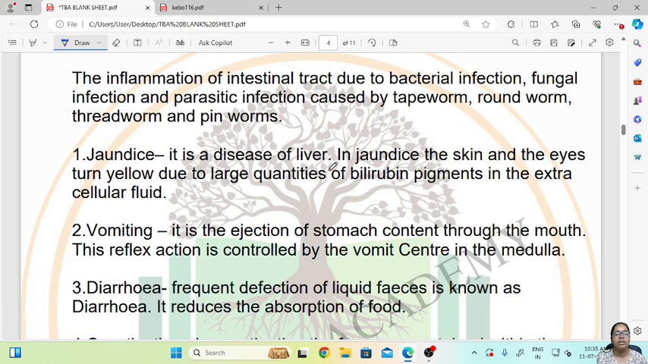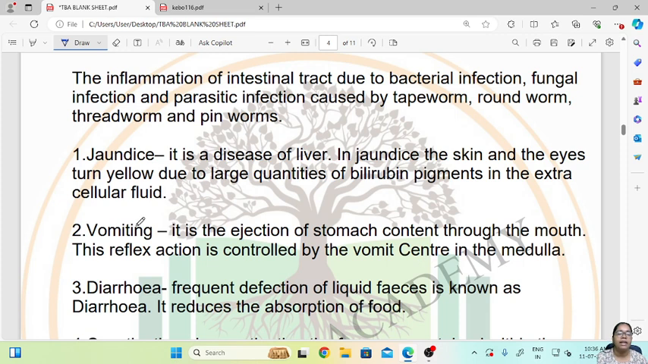It is a disease of the liver. In jaundice, the skin and the eye turn yellow due to large quantities of bilirubin pigment in the extracellular fluid. So the first disease which will be caused due to indigestion is jaundice.